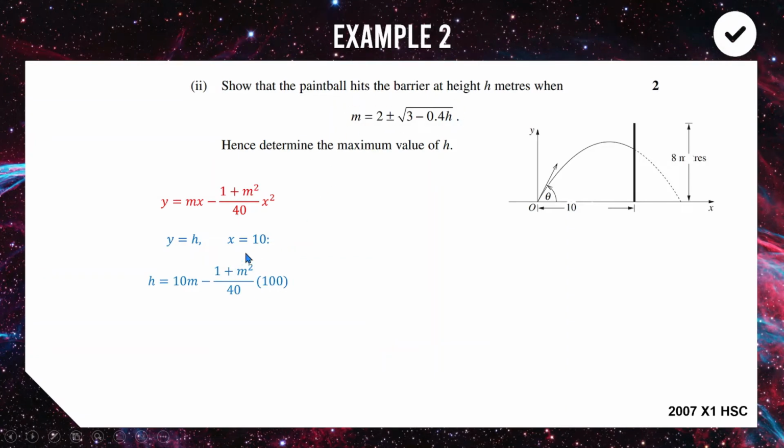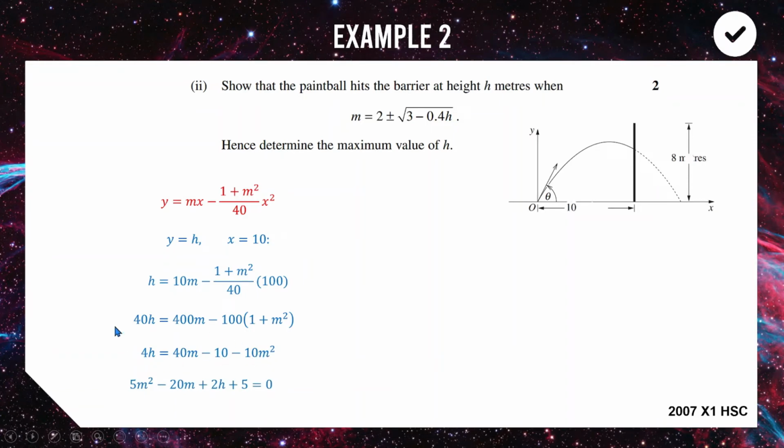Okay, so we're going to tidy up this quadratic as best we can. So what I'm going to do is multiply everything by 40. So we get 40h, 400m, and then negative 100 times 1 plus m squared. Going to expand this out and divide everything by 10, because we've got a common factor of 10. So we get 4h, 40m, 10, 10. Rearranging this, everything on one side and dividing everything by 2 because we've got 4 even numbers.